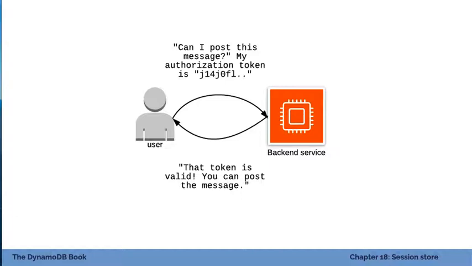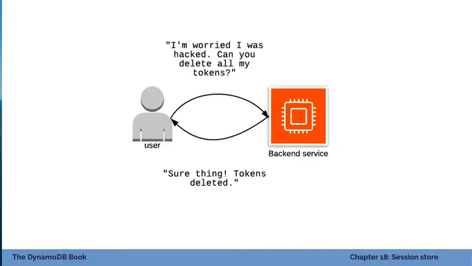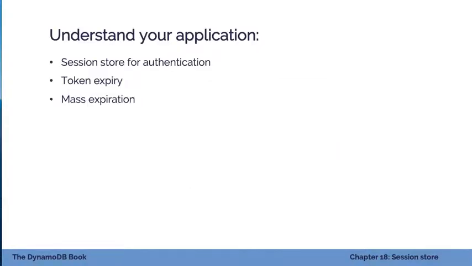Additionally, we might want to let a user expire all the tokens that they have for themselves. So they could have different tokens on different clients. So one is on their laptop, one is on their phone, and perhaps they're worried that their account got hacked for some reason. They could make a request to that backend saying, hey, I'm worried I was hacked. Can you just delete all my tokens, basically force re-authentication there? The backend service will say, sure thing, I can do that. We'll look up all the tokens for that user, delete those tokens, and then make the user re-authenticate the next time.